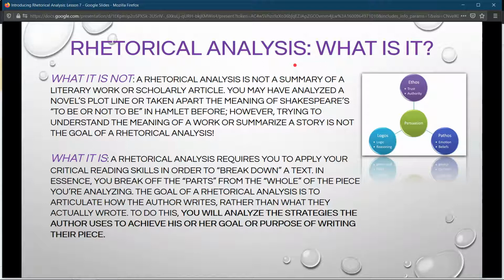Now, what it is: it requires you to apply your critical reading skills in order to break down a text. In essence, you break off the parts from the whole of the piece you're analyzing. The goal of rhetorical analysis is to articulate how the author writes rather than what they actually wrote. So in order to do this, you will analyze the strategies the author uses to achieve his or her goal or purpose of writing their piece.